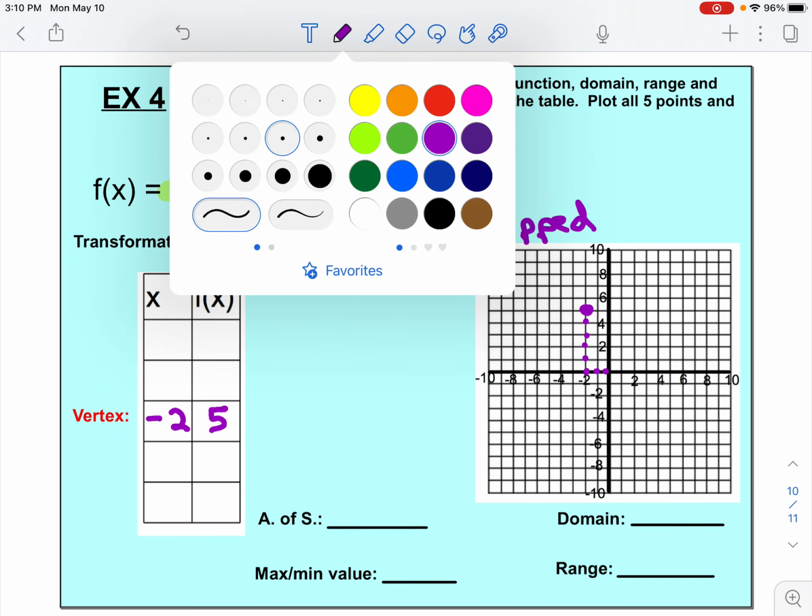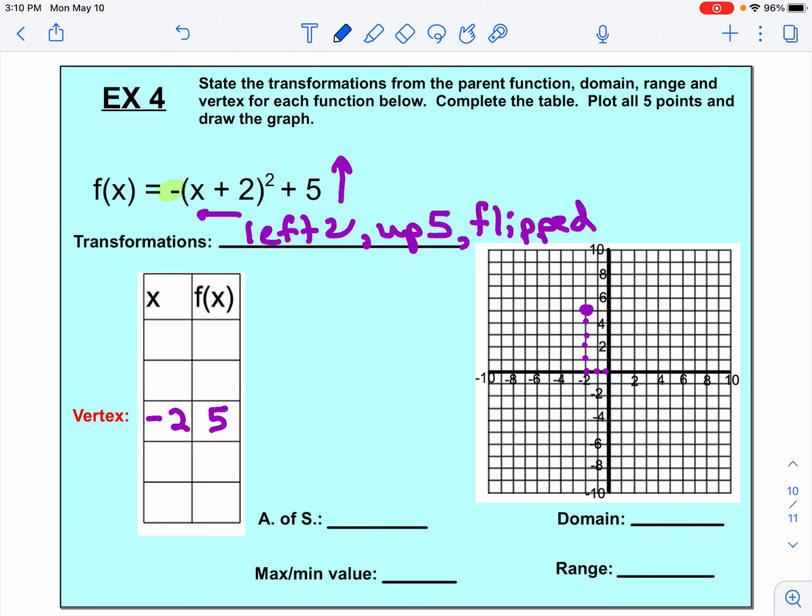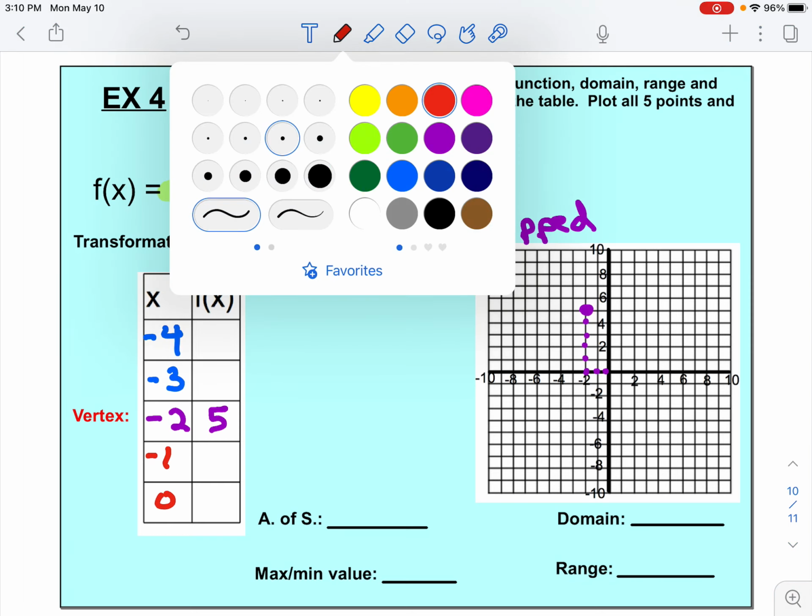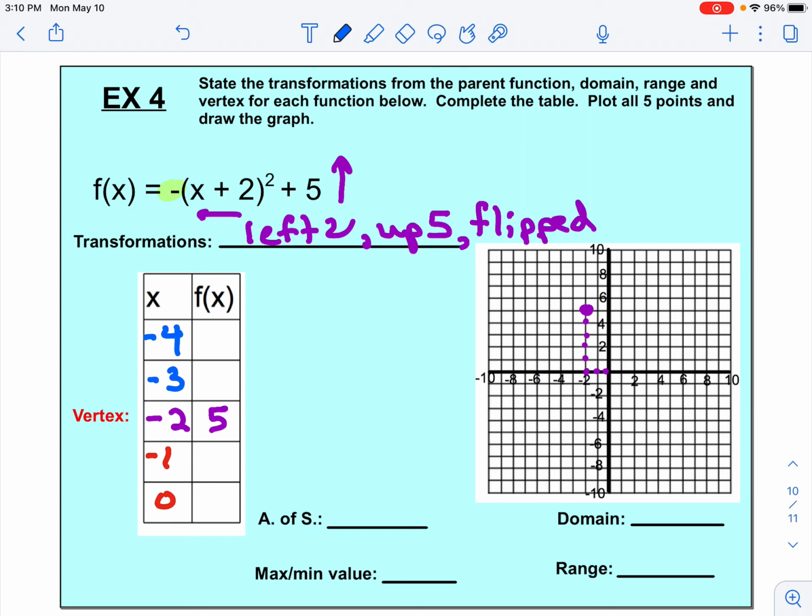So then to get my other points, I am going to choose 2 values larger and smaller. What would be smaller would be negative 3 and negative 4. What would be larger would be negative 1 and 0. So when I put negative 4 in, I'm going to write it like this: the opposite of negative 4 plus 2 squared, plus 5. Again, I would highly encourage you to just type this into your calculator. So take your negative symbol, parenthesis, then negative 4 plus 2, parenthesis squared, plus 5. And that should give you a value of 1.